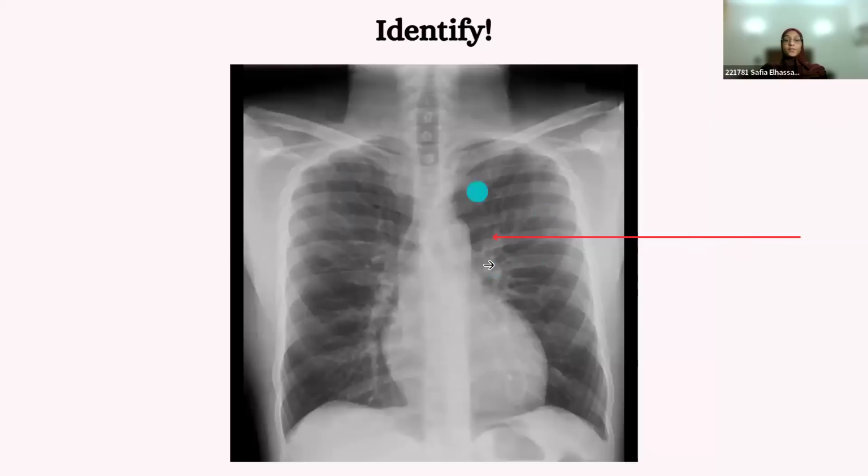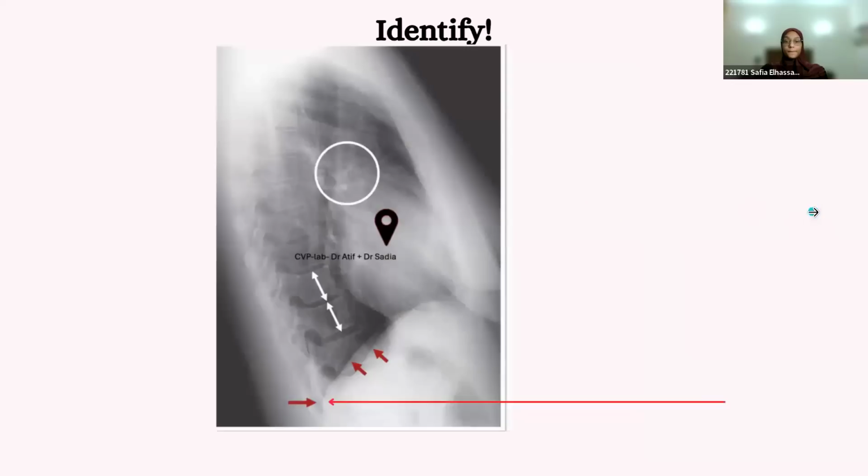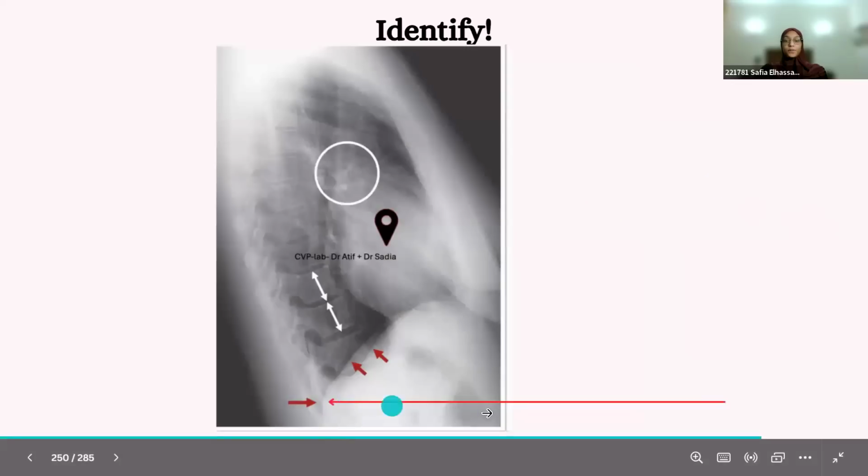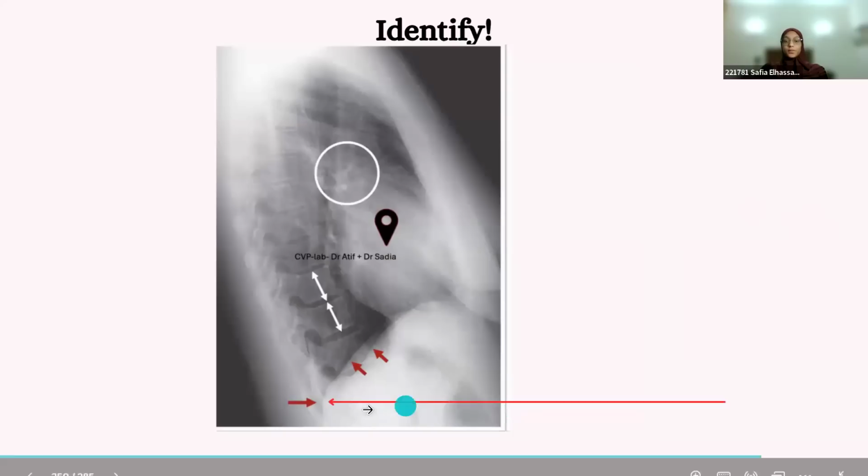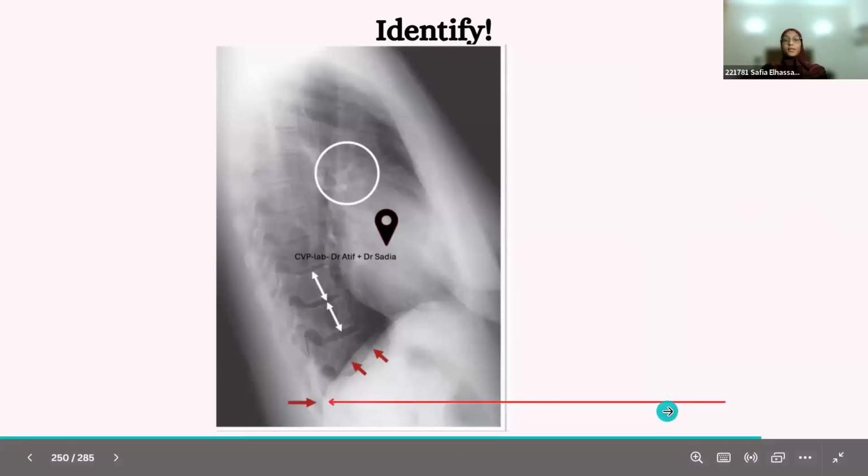All right, so identify the structure. So this is the aortic knob, and it signifies where the arch of the aorta is. Identify the structure. So this is the costophrenic recess, and the significance of it is that if there's any fluid buildup, this angle would disappear and you would be able to see it.